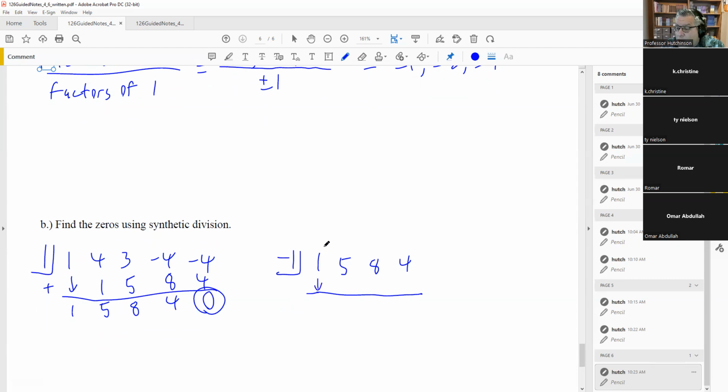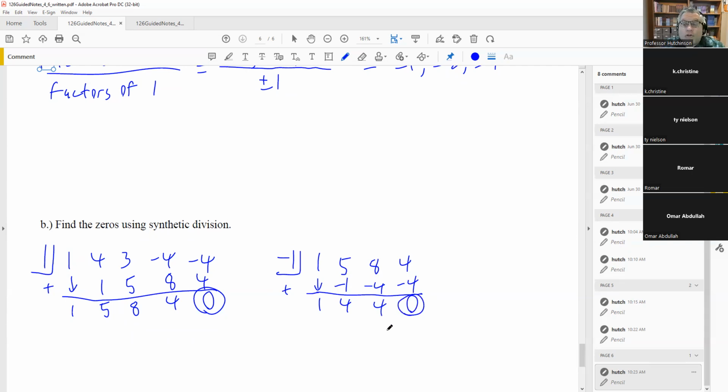So 1's going to drop down. Times -1 is -1 here. We're going to add that together. 5 minus 1 is 4. Times -1 is -4. We add that. We get a 4 here. 4 times -1, -4. And we got a 0.